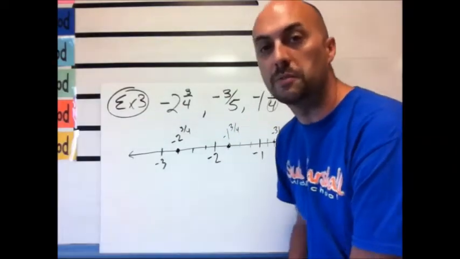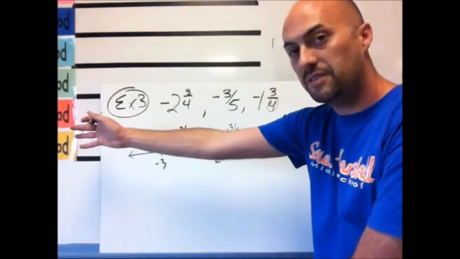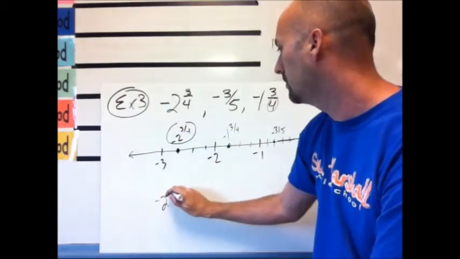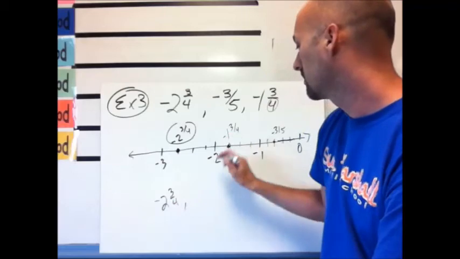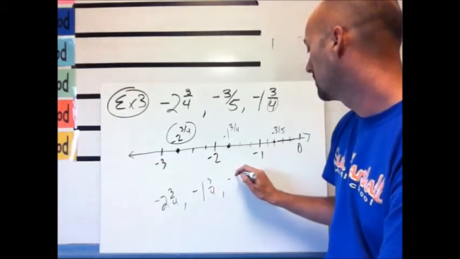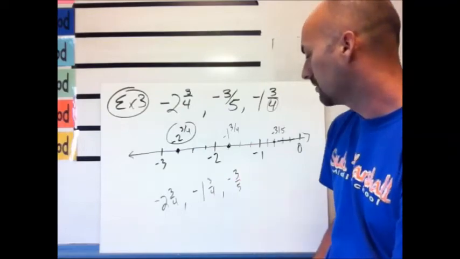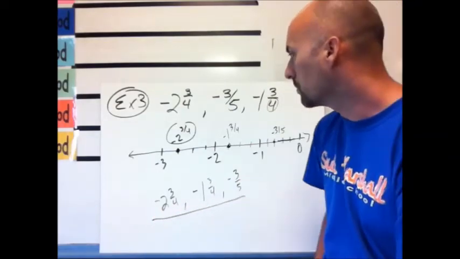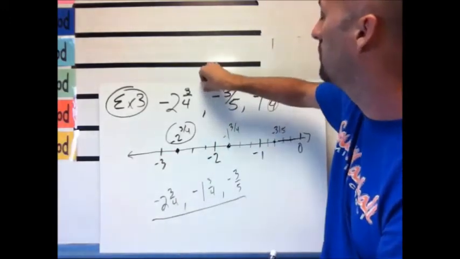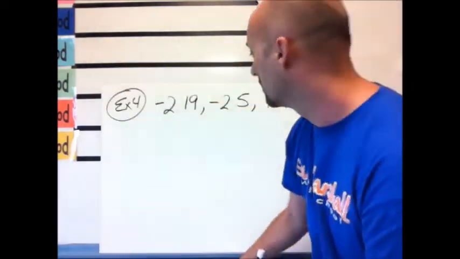And now I can order these from least to greatest. Left equals the less. So all the way over here is my least. So negative 2 and 3/4, negative 1 and 3/4, and negative 3/5. Here's my order. Okay? Use the number line to help you visualize that. Otherwise it can get confusing, especially when you're dealing with those negative numbers.